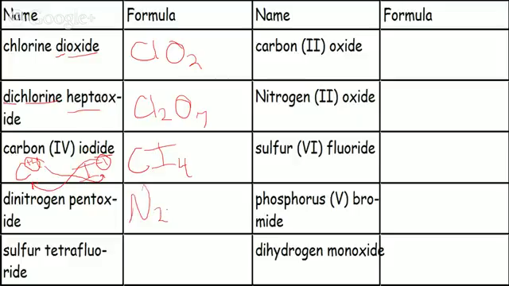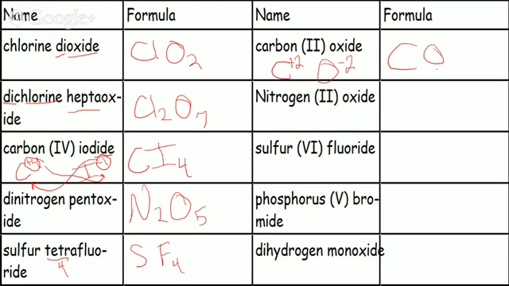Dinitrogen, that's N2. Pentoxide, that's O5. Sulfur tetra, you got to remember tetra means 4, so SF4. Carbon 2, remember the Roman numeral is the charge, so carbon +2, oxide. I look up, well, what's the charge of oxygen? It's -2. So I know I'm going to have 1 carbon and 1 oxygen. Nitrogen 2, oxide. I look up oxygen, still -2, so the formula will be NO.